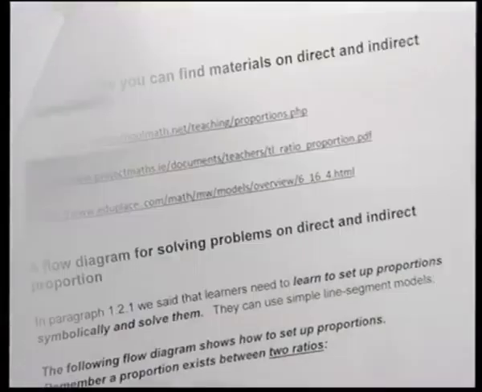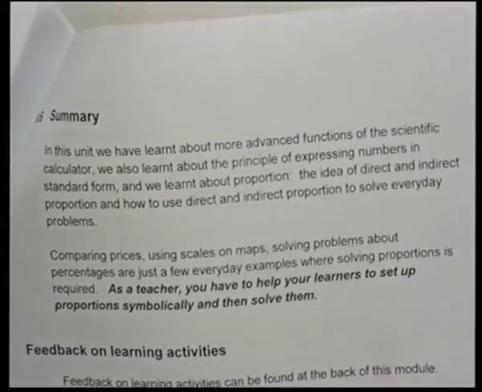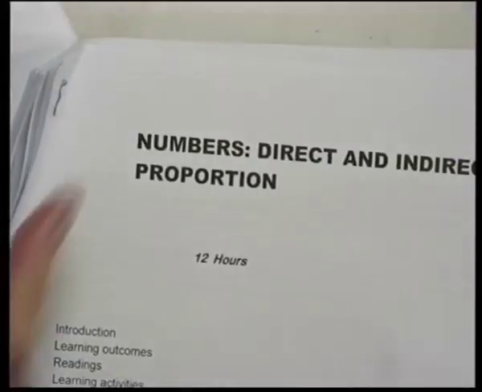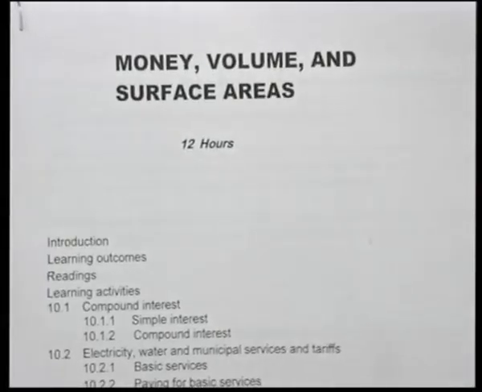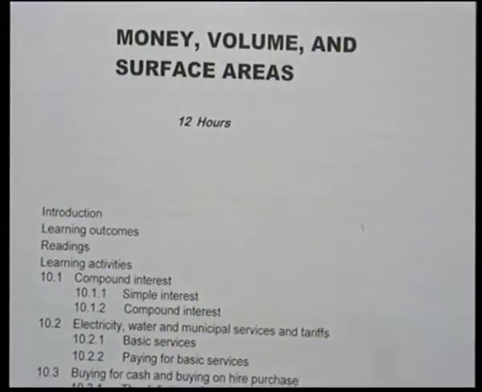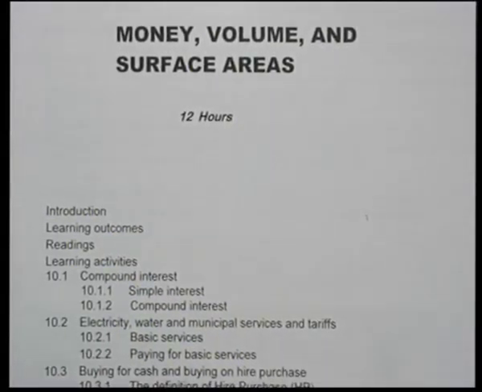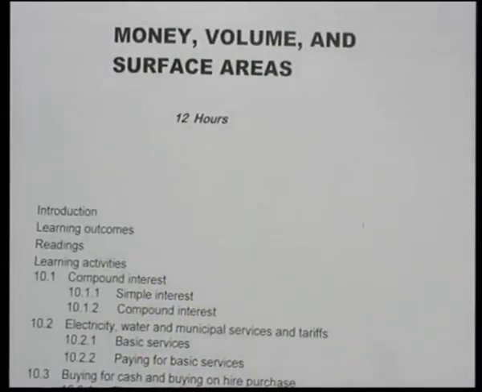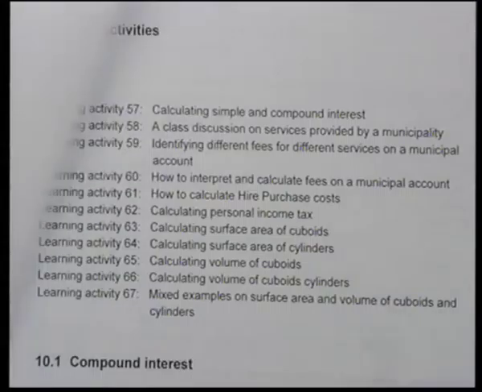And here are some activities that could be done. There are websites that you can visit to have more information. And at the back of the units, you get all the answers to help you if you are working something out and you don't know exactly what the answer should be. The next unit is on money, volume, and surface area, which is also a very nice hands-on life experience.